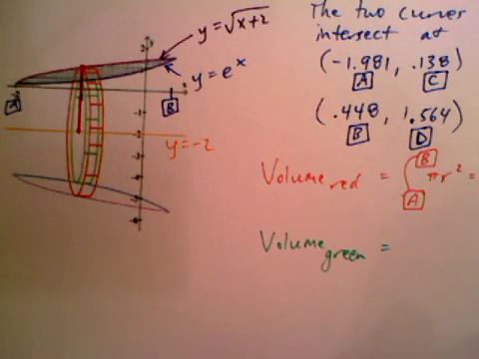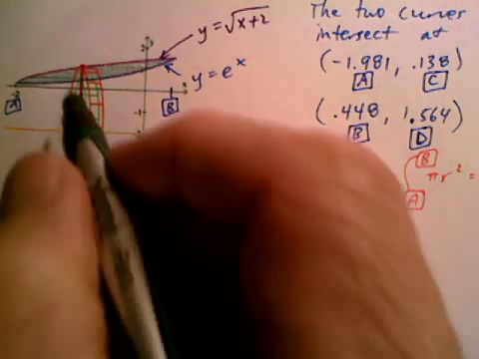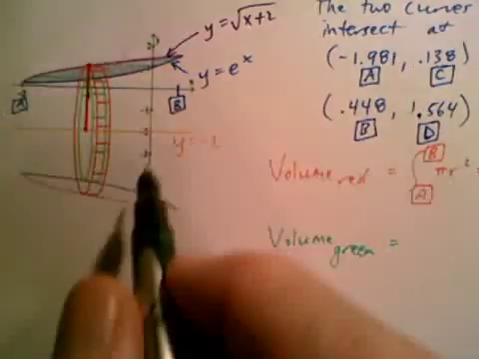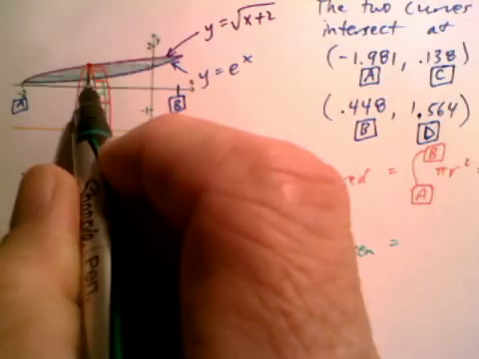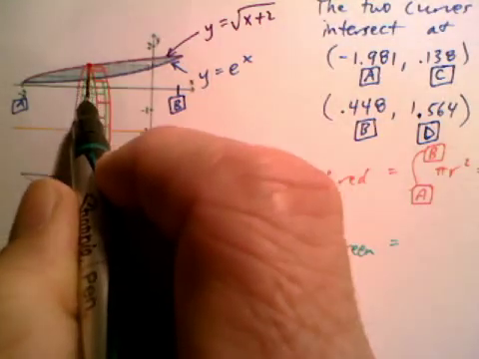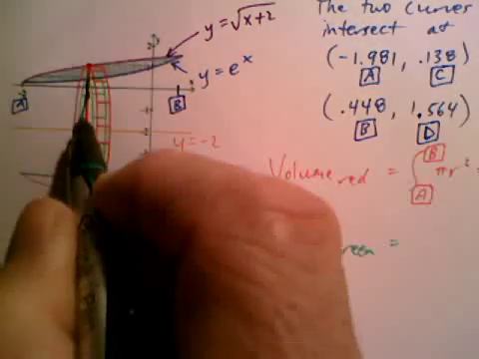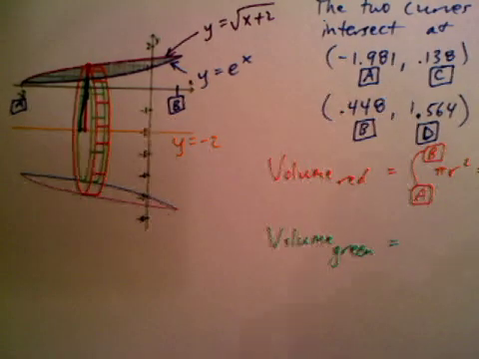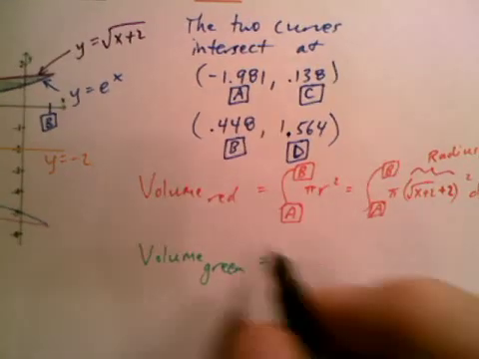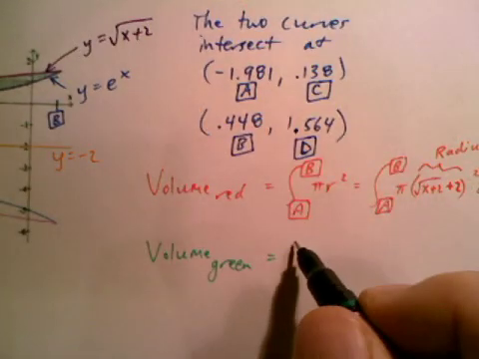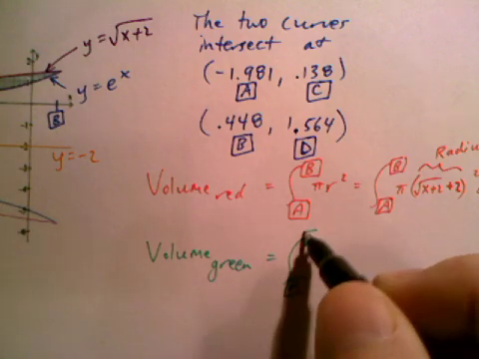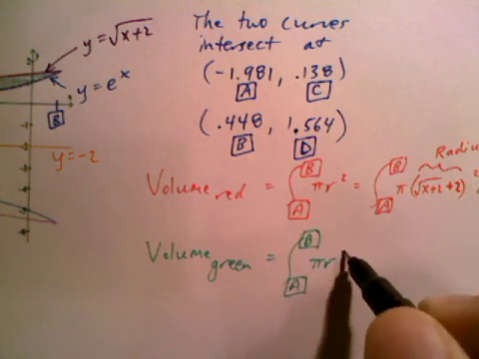And the volume of the hole is, if you look at the blue curve, y equals e to the x, from that curve all the way down to the line of rotation, or the axis of rotation, we have a radius. Okay, and so the volume of the green disks, or all the green disks added up, is the integral from a to b of pi r squared.